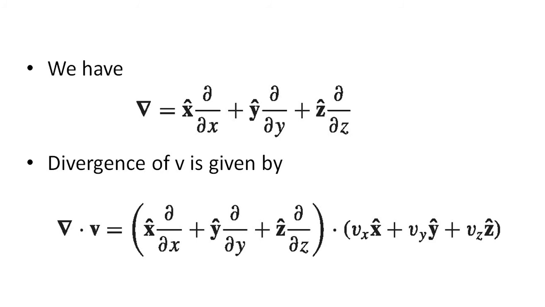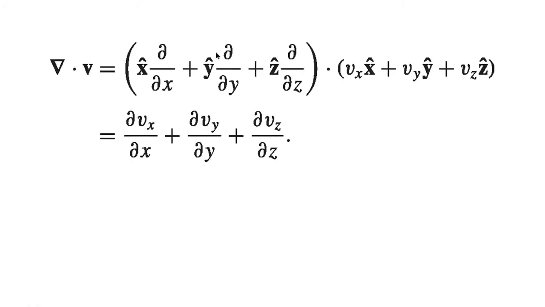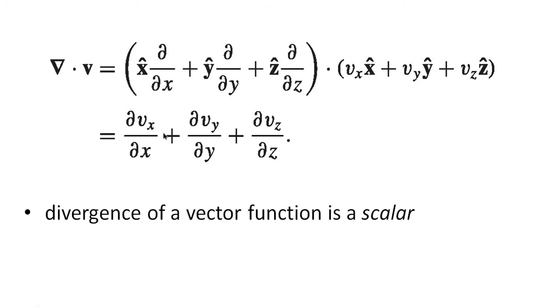Dot product in this case will be the product of like components. We will consider only like components because x cap dot x cap equal to 1. At the same time x cap dot y cap will be equal to 0. So the equation can be written like this. That is del dot v equal to dou vx by dou x plus dou vy by dou y plus dou vz by dou z.